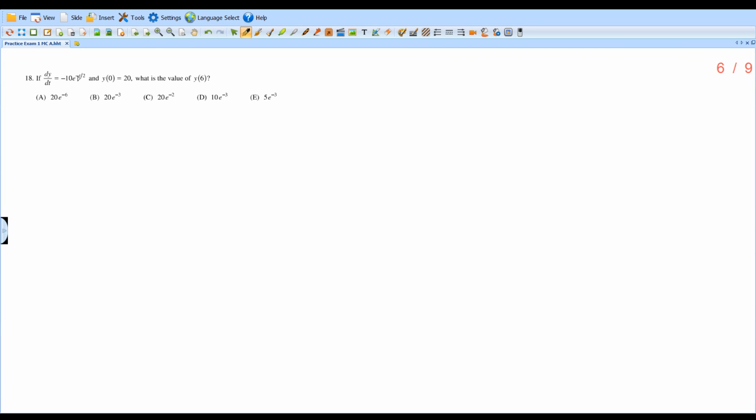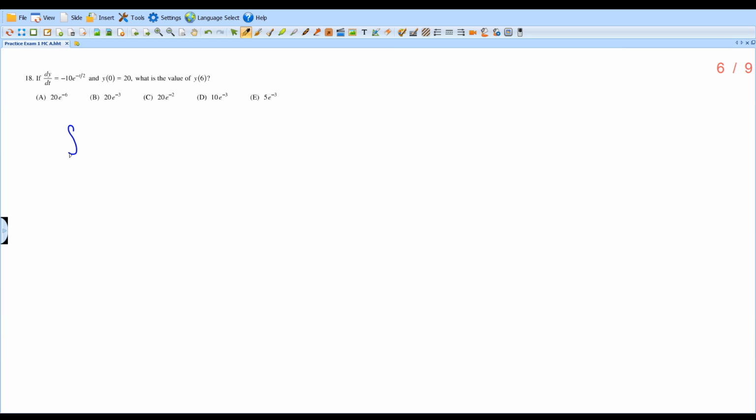So if we integrated negative 10e to the negative t halves and got the integral of that and did the plus c and then used this initial condition to solve for c, that would allow us to do this problem. But we learned in chapter 9 sort of a different way of thinking about this.